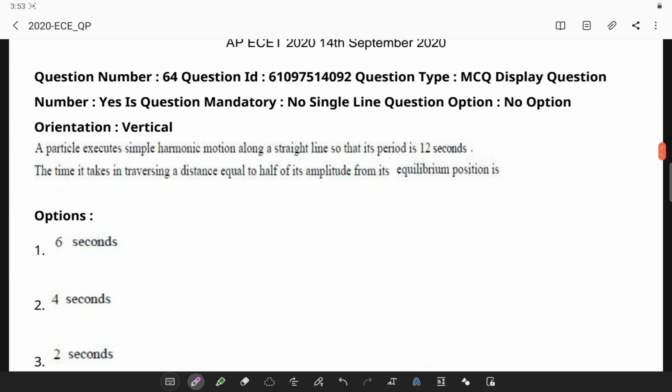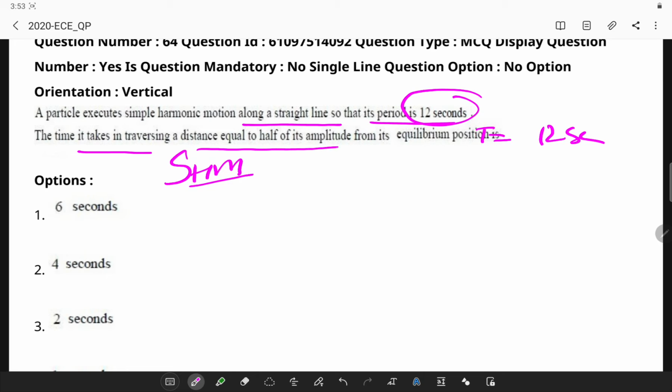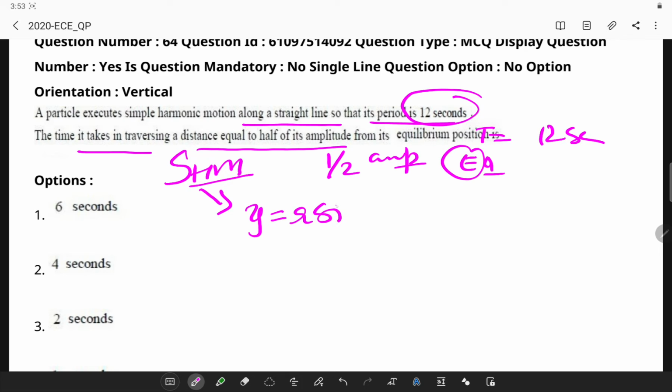Next, a particle executes simple harmonic motion along a straight line so that time period is given as 12 seconds. The time taken in traversing a distance equal to half the amplitude from the equilibrium position. So what is the equation in SHM? So y is equal to r sin omega t governs the simple harmonic motion. So here y is your displacement, r is your amplitude.